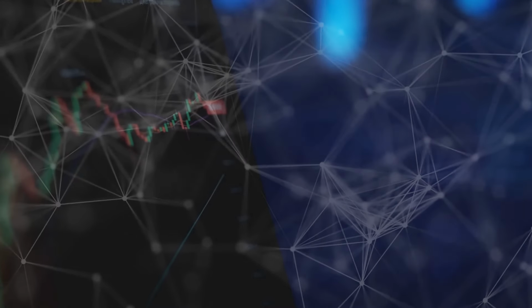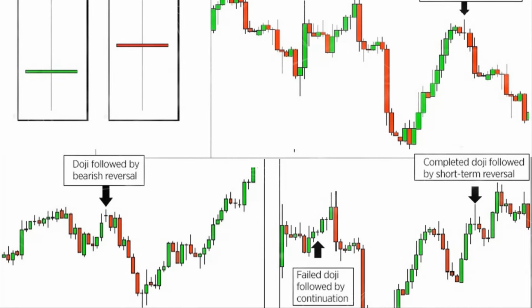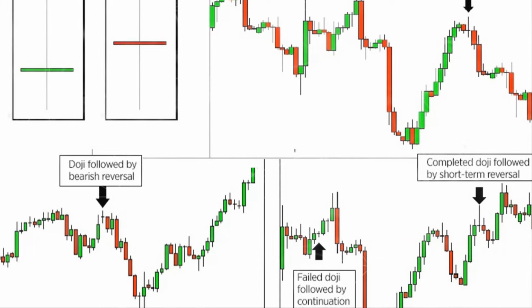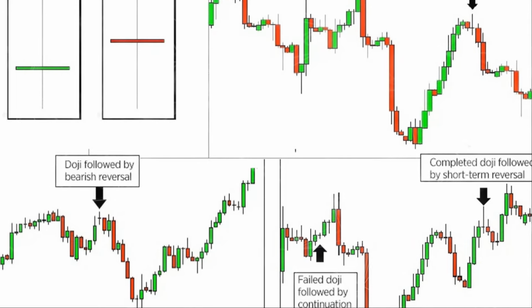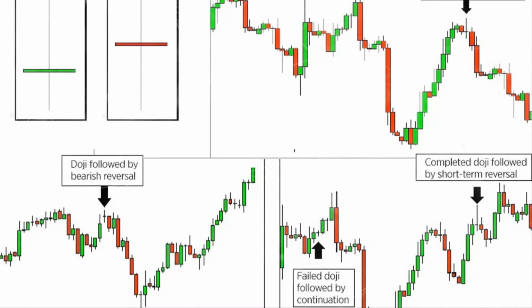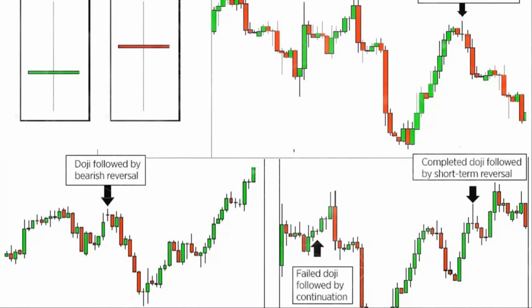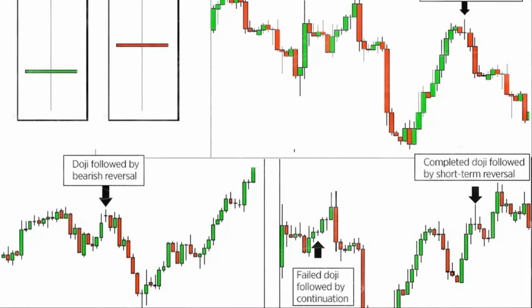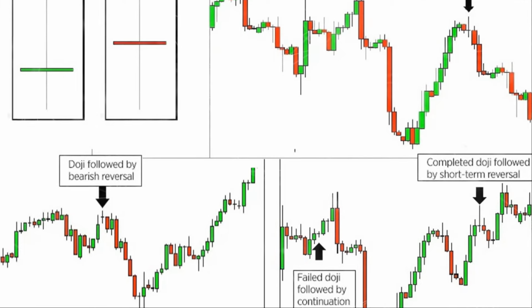The doji candlestick represents a moment of indecision in the market. A doji is formed when the opening and closing prices are virtually equal, resulting in a candlestick with a very small body or no body at all. The doji generally indicates a stalemate between buyers and sellers. The appearance of a doji can signal a potential trend reversal or a period of consolidation.